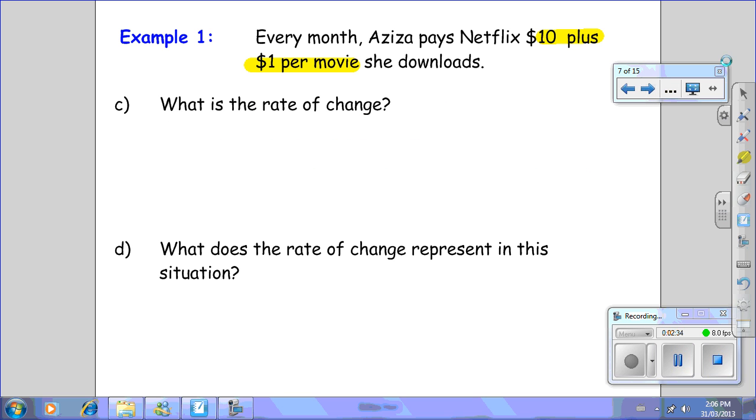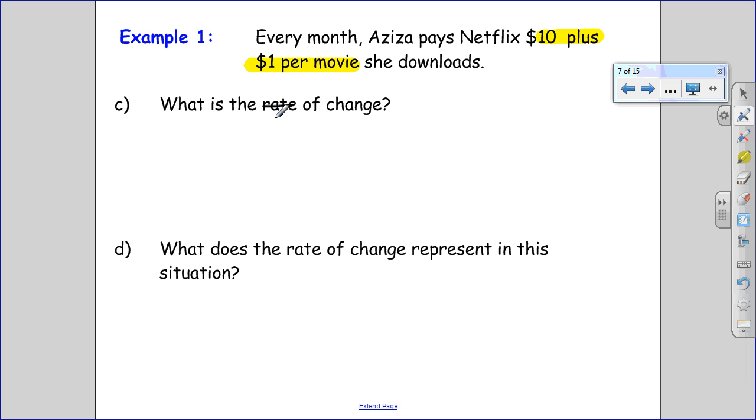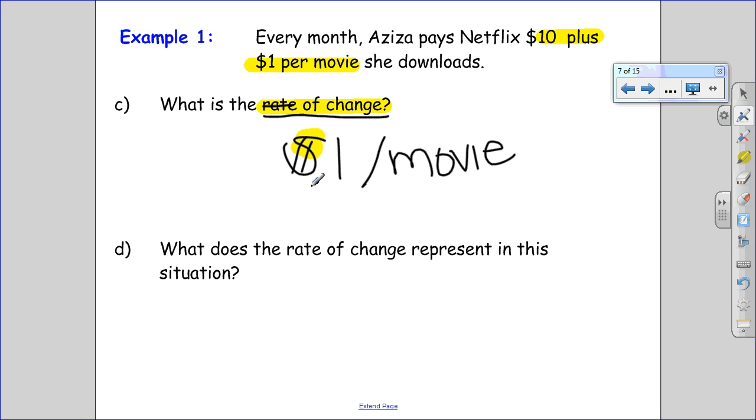Now, let's keep going. Every month, Aziza pays Netflix $10 plus $1 per movie she downloads. Now, question C is asking, what is the rate of change? So we're looking for the rate of change, which we know is the slope, the variable rate, change in the dependent variable with respect to the independent variable. So how does the cost change with respect to the number of movies we rent or download, sorry? And that's $1. We pay $1 per movie downloaded. Note your rate of change, it has units.